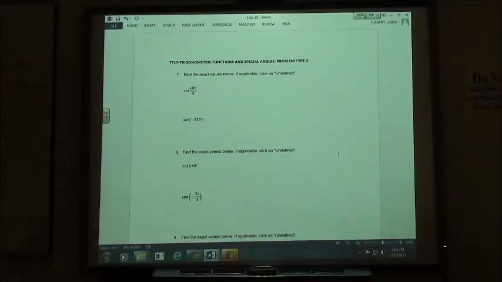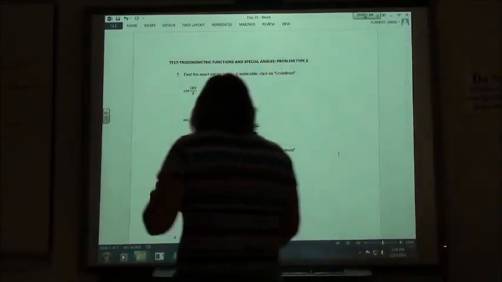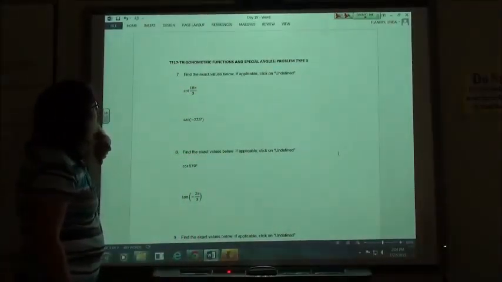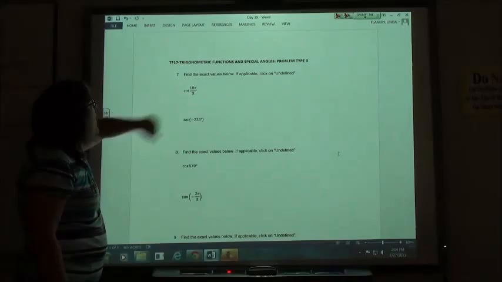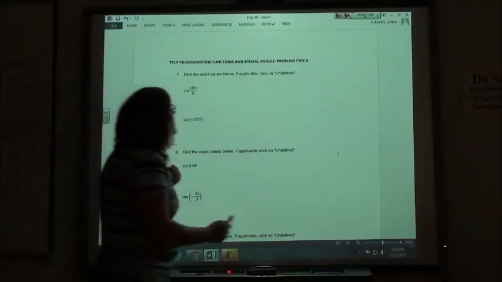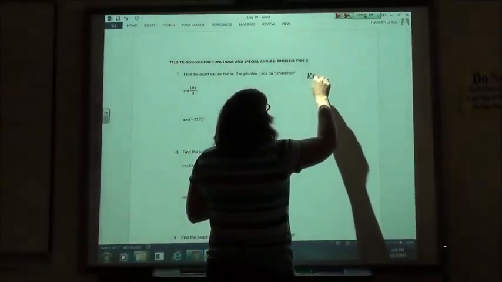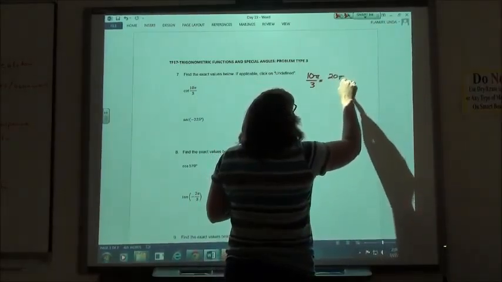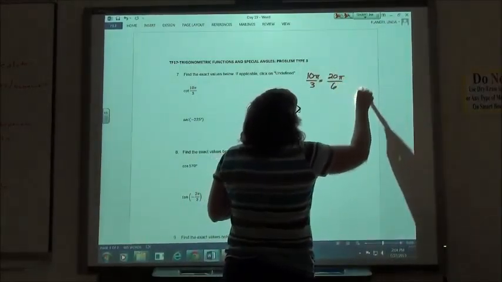7, 8, and 9, pretty much like we did before, only now we have a little bit more tricky things in order to figure out. So here we have 10 pi over 3. When we figure out our angle, we want it to be pi over 6. So 10 pi over 3 is the same thing as 20 pi over 6.